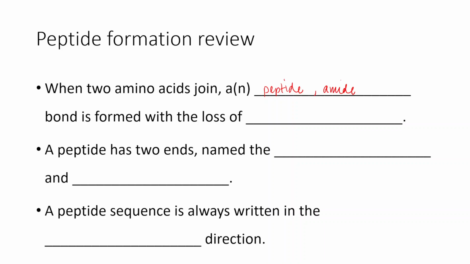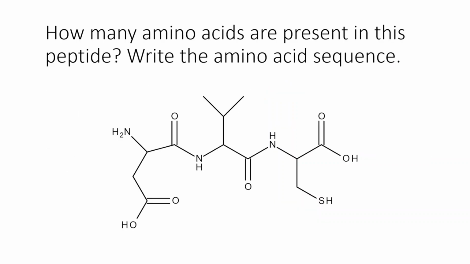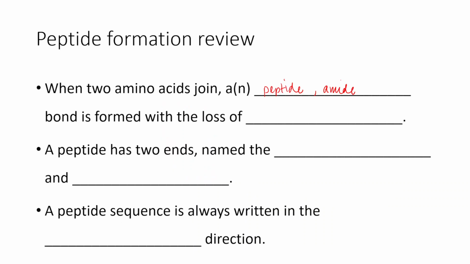An amide bond is a less specific name. That's anytime you have something like this, right? You have a carbonyl next to an amino. That's an amide bond. Peptide bonds are between two amino acids. They are a type of amide bond. They are also a covalent bond, yes.